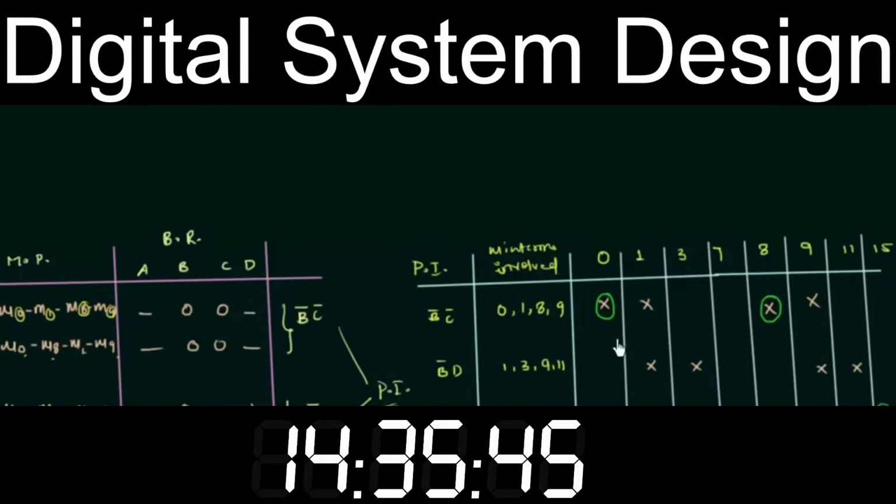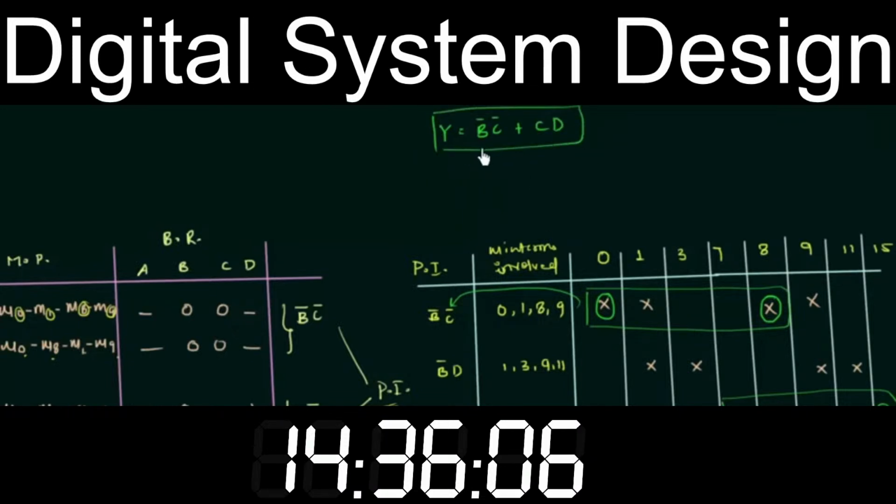Now we will consider the prime implicants corresponding to these circled crosses. For this one we have B complement C complement, so function Y is equal to B complement C complement, or corresponding to this one we have CD. So this is our answer, and you can see we have eliminated B complement D because this is not an essential prime implicant, and we can prove it with the help of a K-map.